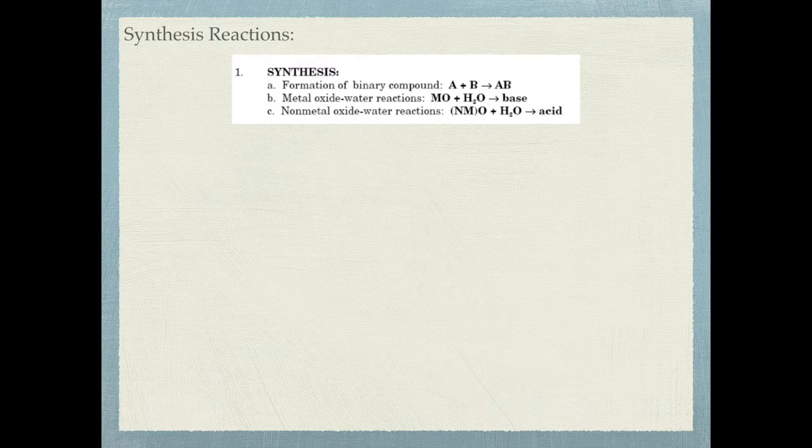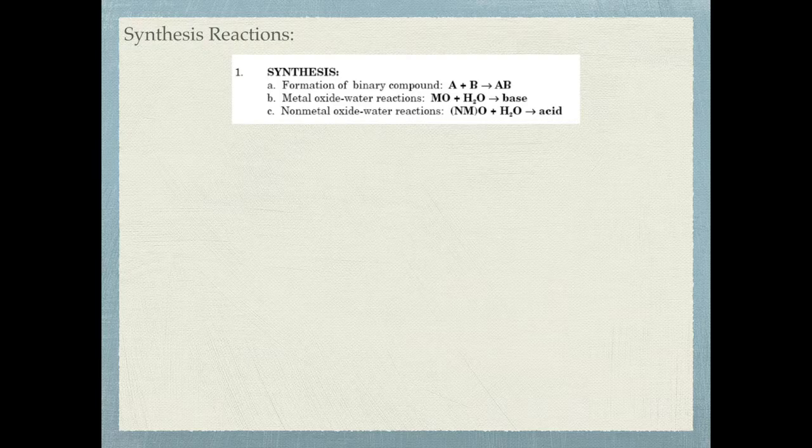Okay, so we've got three different types of synthesis reactions you can have. You've got a 1A, and what's happening there is you have two different elements, element A and element B, and they combine together to form a compound, AB. For 1B, you have a metal oxide, so that's a metal with oxygen. For example, you could have sodium oxide, magnesium oxide, calcium oxide, aluminum oxide. It reacts with water and it forms a base. We'll look at what makes a base in just a second.